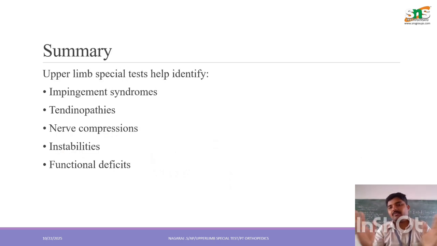Summary of the class: the upper limb special tests help identify, first, impingement syndrome of the shoulder. Then tendinopathy conditions, then nerve compressions, then instability, which means joint dislocation, then functional deficits. All these conditions are found with these special tests.